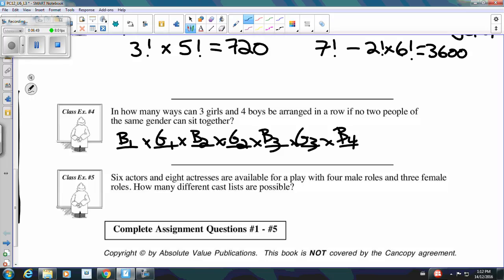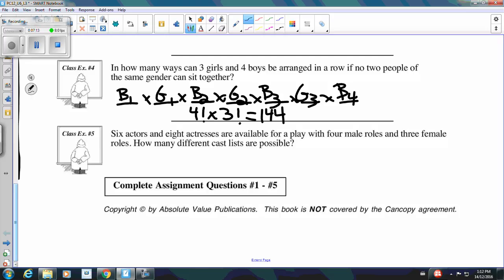So then really all I need to decide is which boy goes where and which girl goes where. Well, the number of different ways I can place the boys is 4 factorial. The number of different ways I can place the girls is 3 factorial. So that means there are 144 total arrangements here.